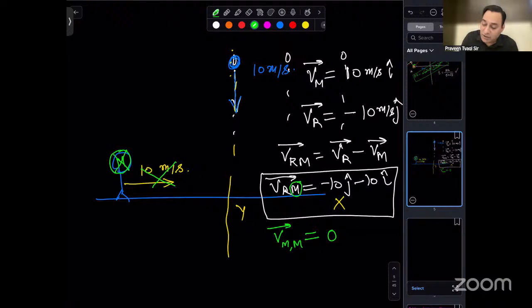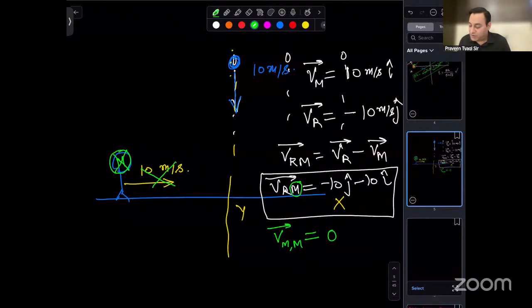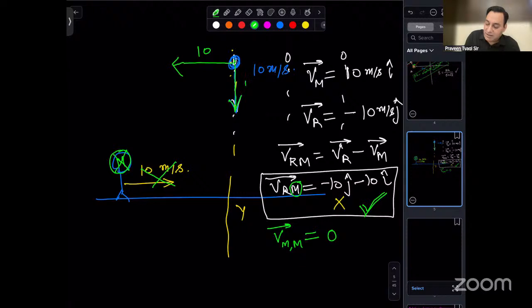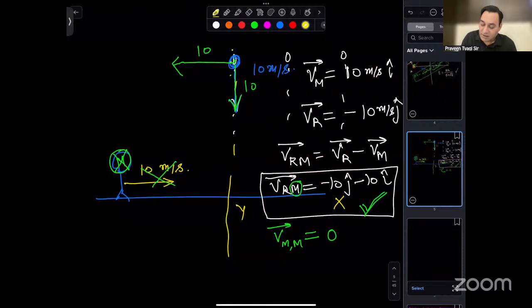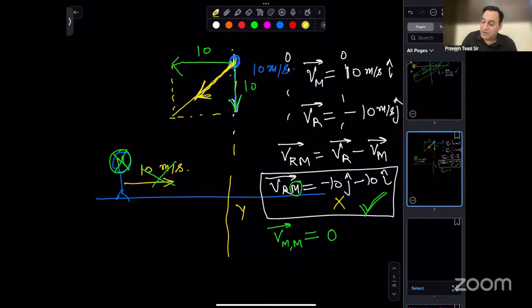How will he feel about the raindrops? He will find the raindrops to be moving with this velocity as shown. This is minus 10 i cap, minus 10 j cap. If I plot it vectorially, the raindrops will seem to have 10 in this direction and 10 in this direction. Velocity 10, 10, negative x, negative y. Now if I find the resultant, it will be along this. So he will find the raindrops to be falling in this direction. He will feel every raindrop is moving and coming and hitting him at an angle. This is the direction in which he will find the raindrops to be moving.